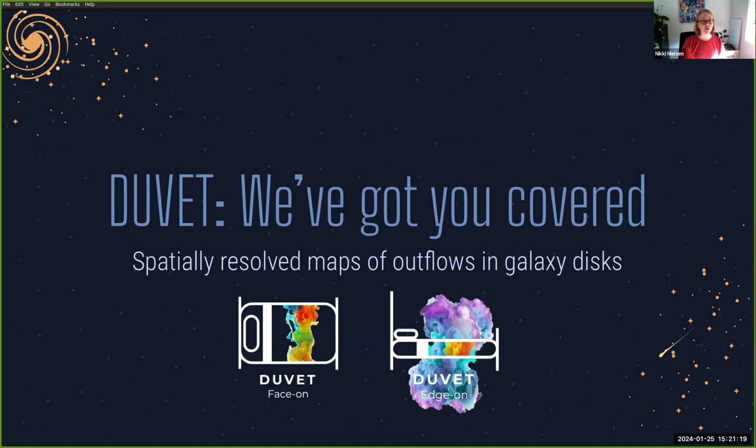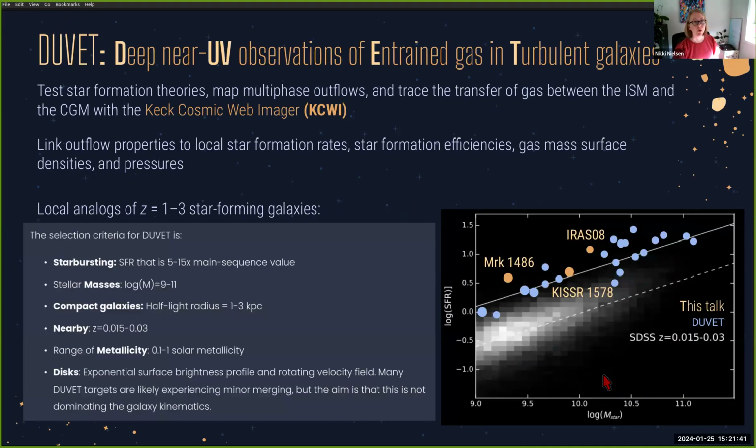So a duvet is a blanket you put on your bed, and we're basically measuring the covering fraction of outflows in the disks of galaxies. So we have these fun logos that are a bed with a duvet cover on them. So the idea is we're getting spatially resolved maps of outflows in local galaxy disks. DUVET stands for Deep Near UV Observations of Entrained Gas in Turbulent Galaxies. This acronym is contrived. We came up with DUVET before we came up with the words that make up the letters.